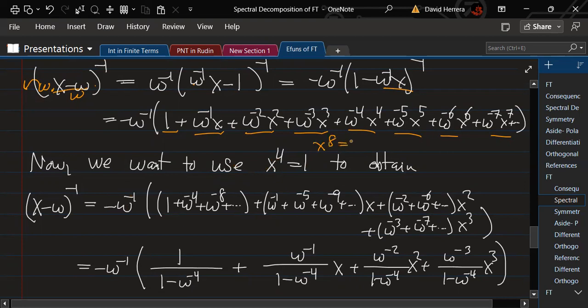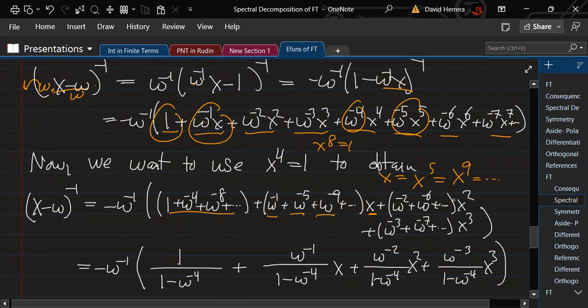That means x to the 8 is 1, etc., etc. So we have 1 here, omega to the negative 4, omega to the negative 8, etc. So those are all the x to the 4 terms, or just the 1. These are just 1s. Now, the x terms are going to be x to the 5, add 4 to that, x to the 9, etc. So I have x here, x to the 5, x to the 9. So I'm going to have omega inverse, omega to the negative 5, omega to the negative 9, etc., times x.